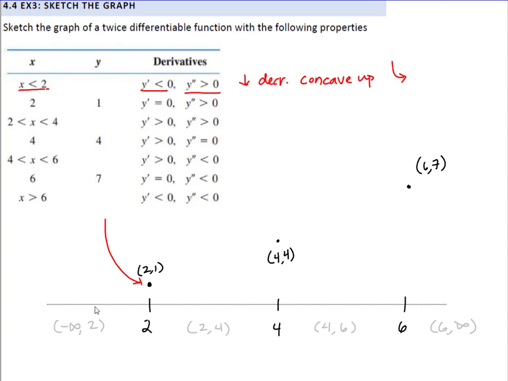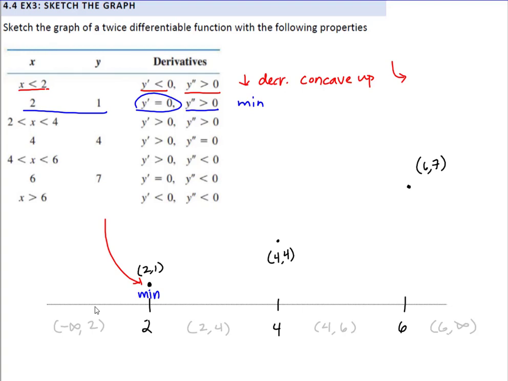Now, what is happening at that point, 2, 1? Well, the first derivative equals 0, so that might be a max or a min. That's a critical point. And if the second derivative is positive, that lets me know it might be a min by the second derivative test for extreme values. So I'm going to put a little note there: positive, min.